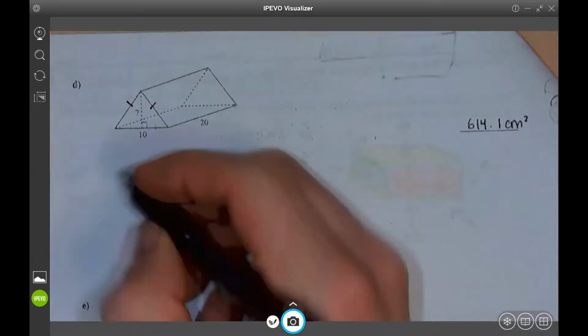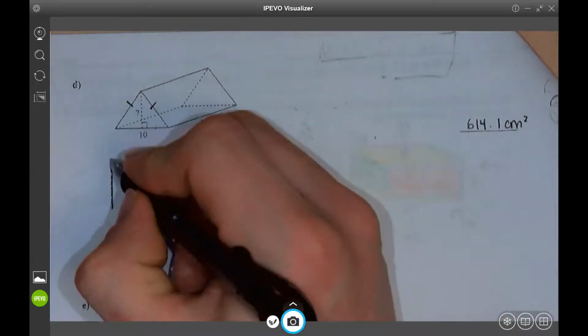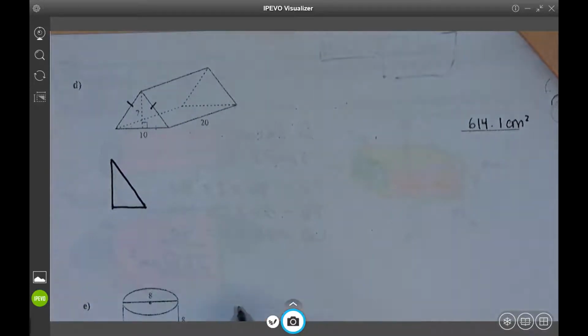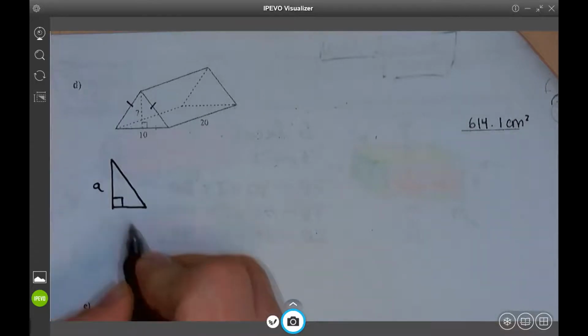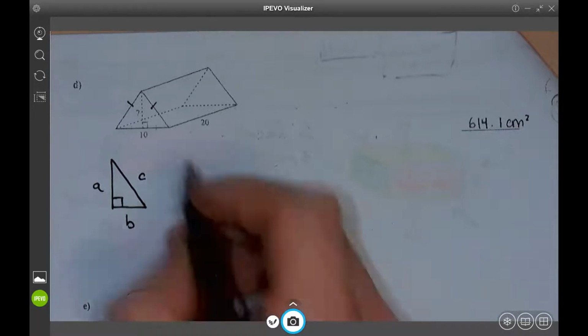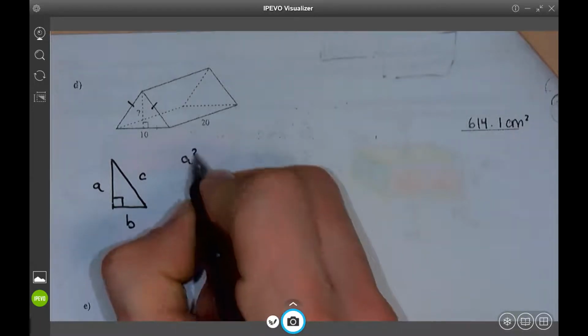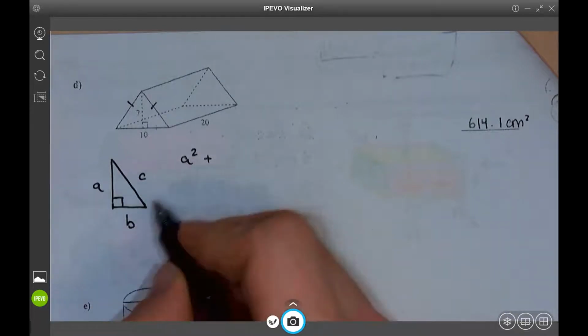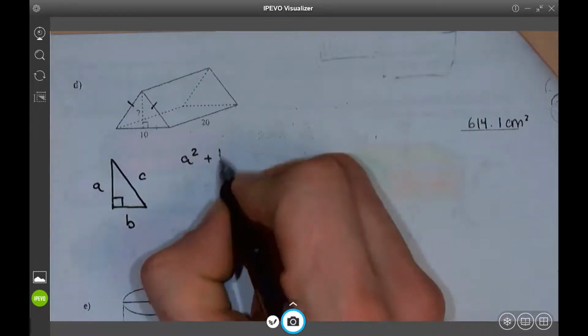Pythagorean theorem shows us the relationship with a right-angled triangle. It shows us the relationship between these three sides. And what it shows us is that a squared plus b squared equals c squared.